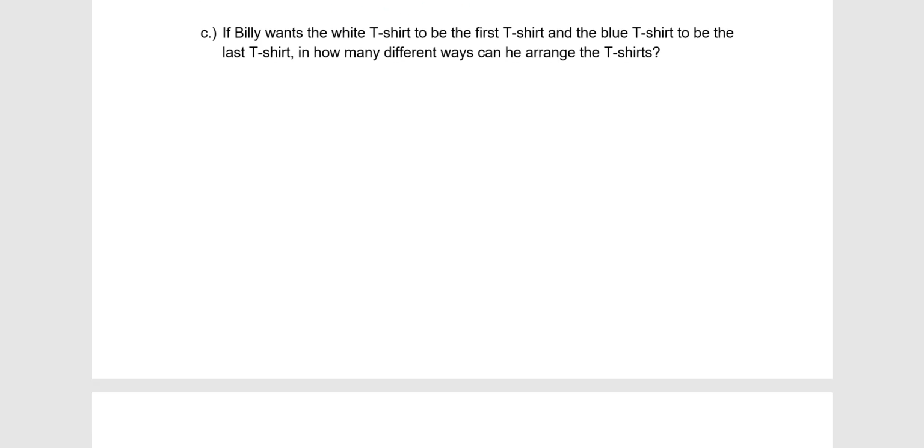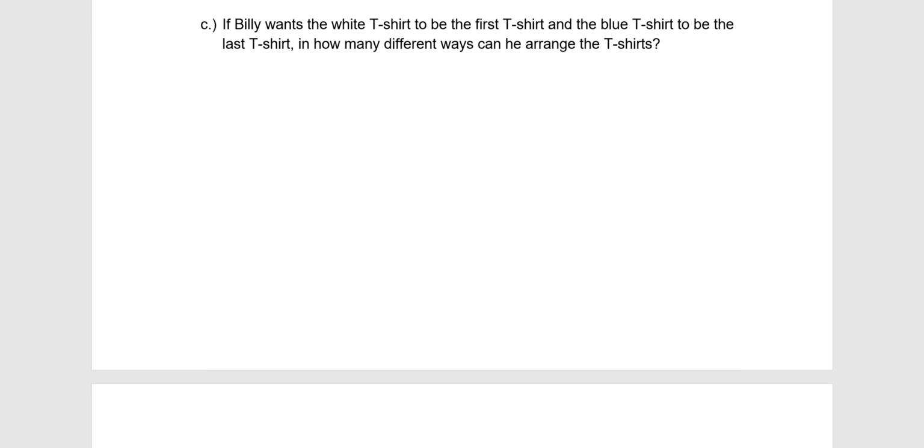And the last one: if Billy wants the white t-shirt to be first and the blue t-shirt to be last, how many different ways can he arrange the t-shirts? So there's only 1 option for the first one because it has to be white. And for this one, I'm going to put some blanks here. Blank times blank times blank times blank. The last one has to be blue, so there's only 1 option for that one.